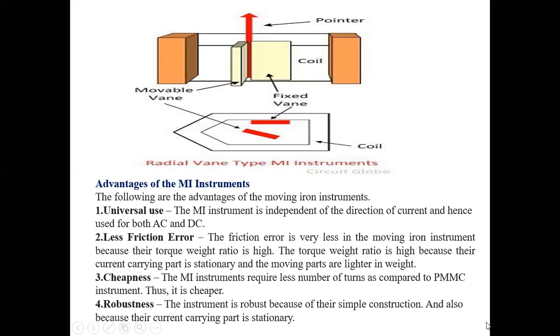Next is cheapness. The moving iron instrument requires fewer turns as compared to the PMMC instrument. Therefore, it is cheaper because the number of turns is less, so the cost of the copper or aluminum conductor is reduced. Next one is robustness. The instrument is robust because of its simple construction and also because its current carrying part is stationary.